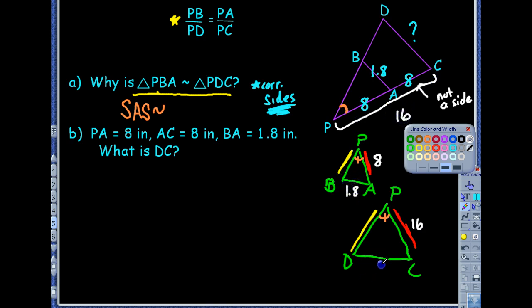And then our 1.8 and our x. So our actual ratio, or proportion, should be 8 over 16 equals our 1.8 over DC.